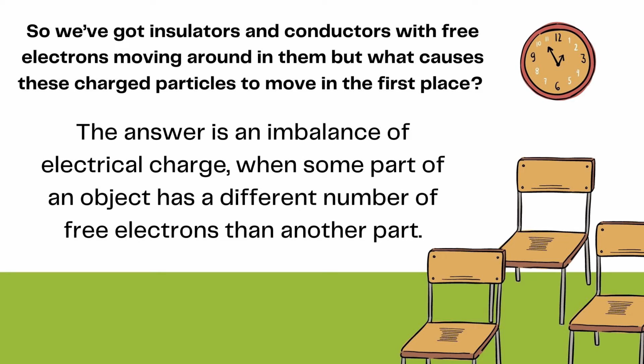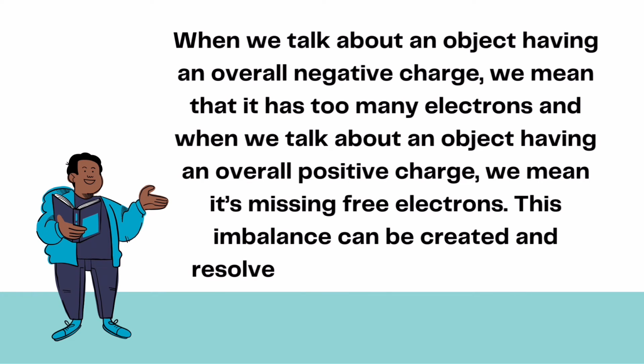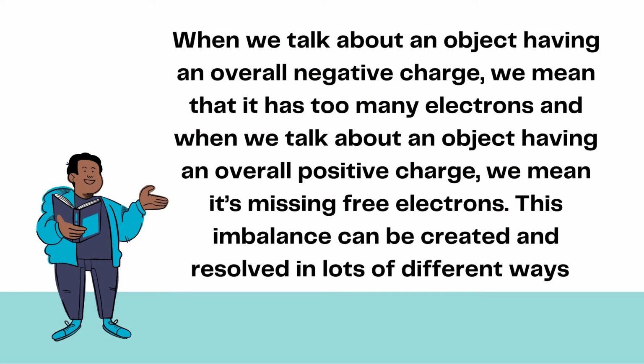So we've got insulators and conductors with free electrons moving around in them. But what causes these charged particles to move in the first place? The answer is an imbalance of electric charge, when some part of an object has a different number of free electrons than another part. When we talk about an object having an overall negative charge, we mean that it has too many electrons. And when we talk about an object having an overall positive charge, we mean it's missing free electrons. This imbalance can be created and resolved in lots of different ways.